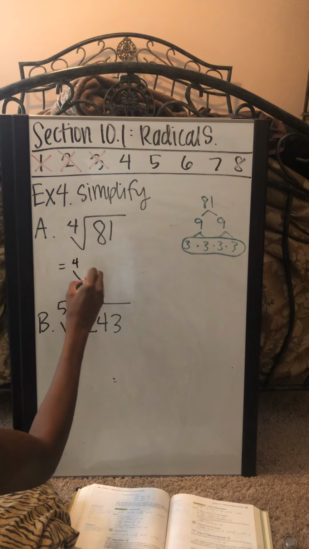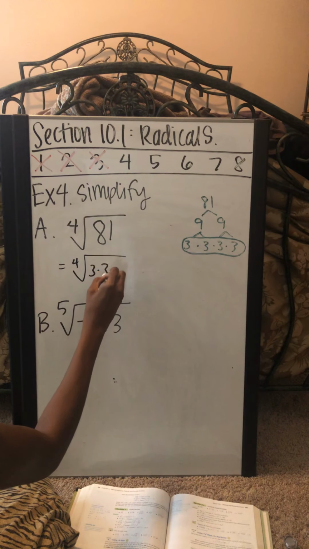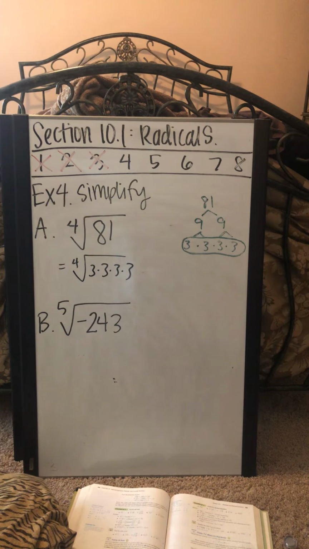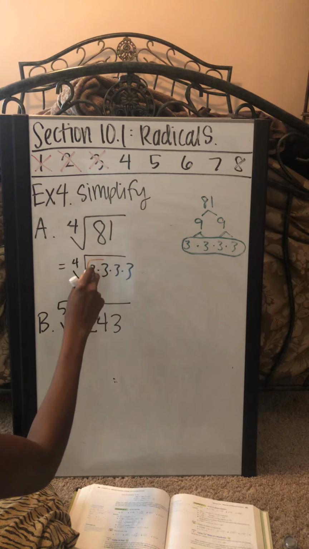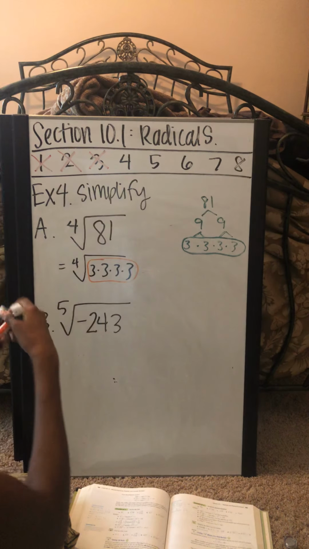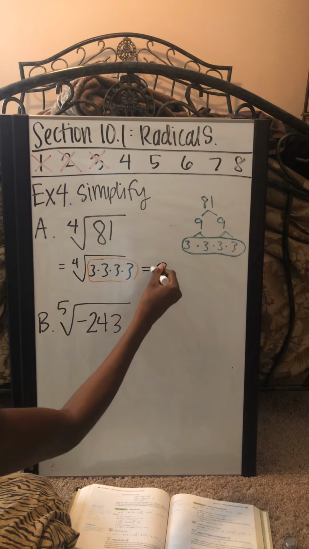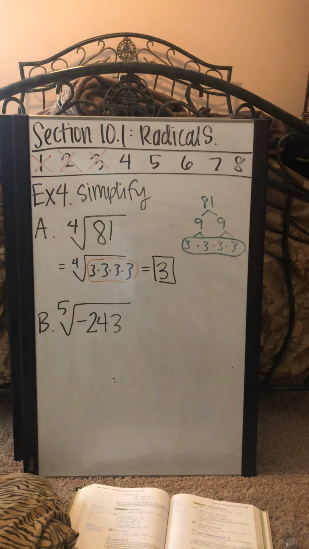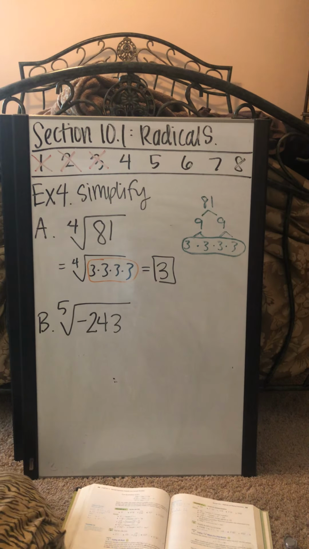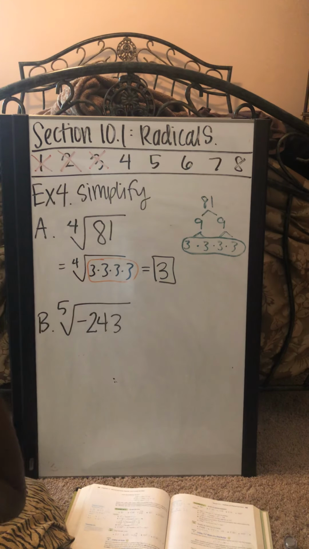So essentially, 81 is the same thing as 3 times 3 times 3 times 3, right? We're taking them out in groups of 4, so that just leaves us with the answer 3. We took out one group of these 3's, okay?